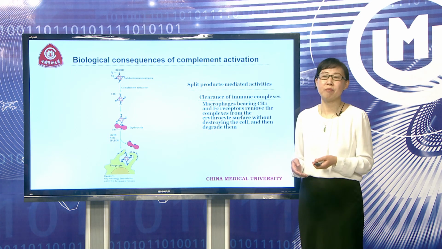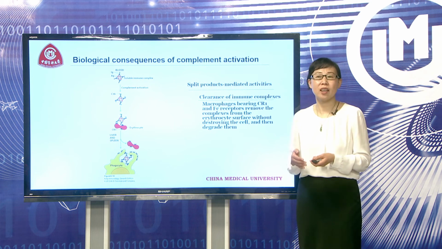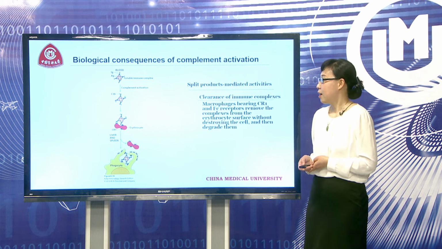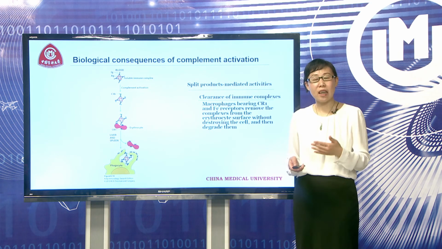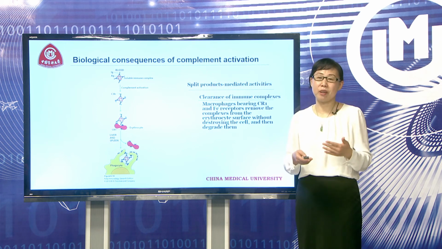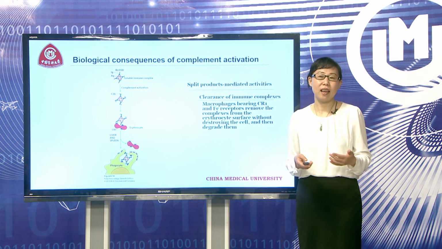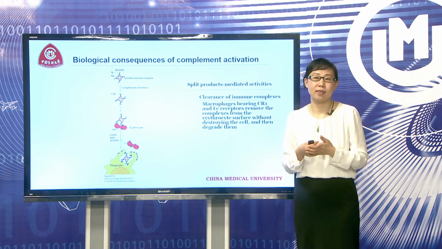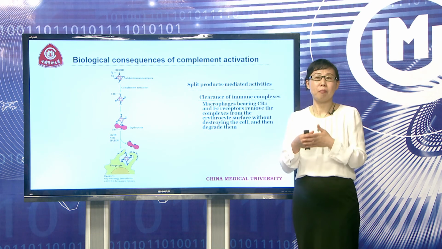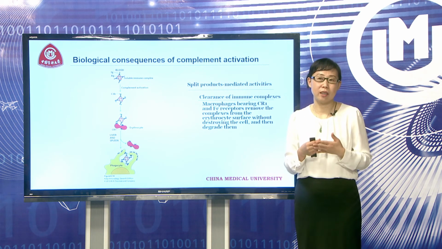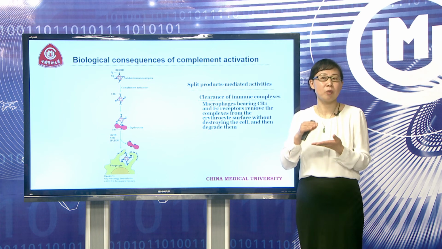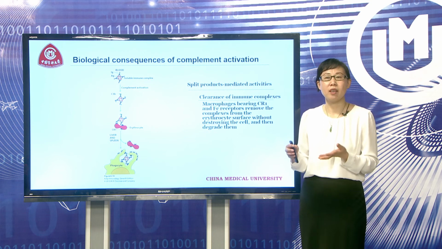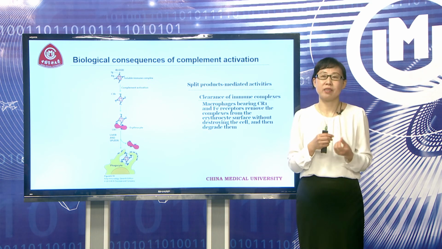The last activity mediated by the split products is clearance of the immune complexes. As we see, once the immune response takes place, we can generate a lot of antibodies, and those antibodies will bind with antigen and form the immune complex. The soluble immune complex must be removed from our body because the deposition of the soluble immune complex will cause disease. So our complement is responsible for their clearance.